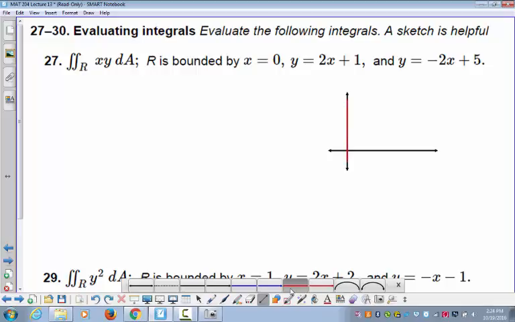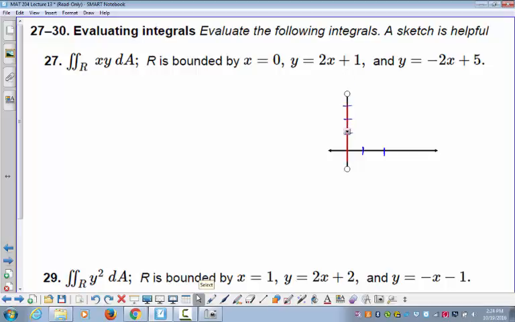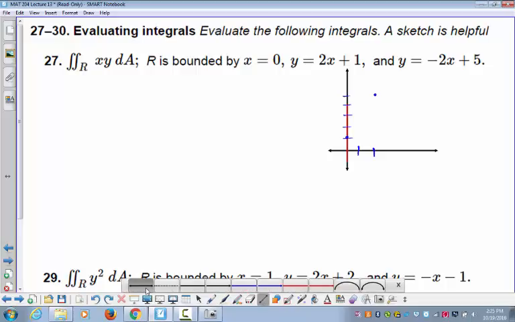And then y equals 2x plus 1. That's a line with slope 2. Y-intercept of 1. I'm going to go a little bit further up. So plugging in 2, let me make those a little smaller. I don't want to go totally off the page. 1, 2, 3, 4, 5, 1, 2. All right, so plugging in 0, we get 1. Plugging in 2, we get 5. All right, so there's a boundary. Got that line right through those two points.